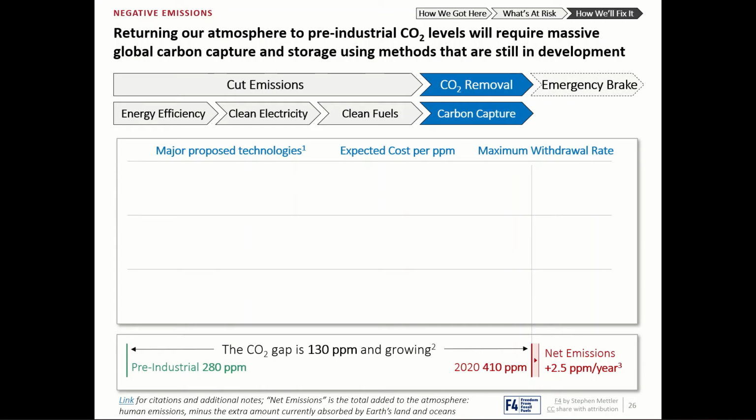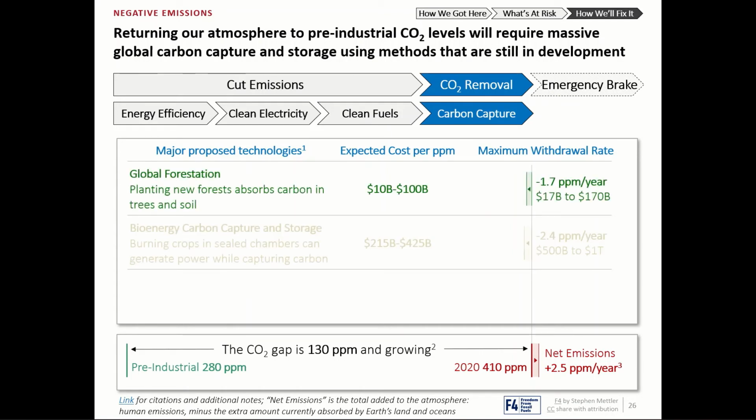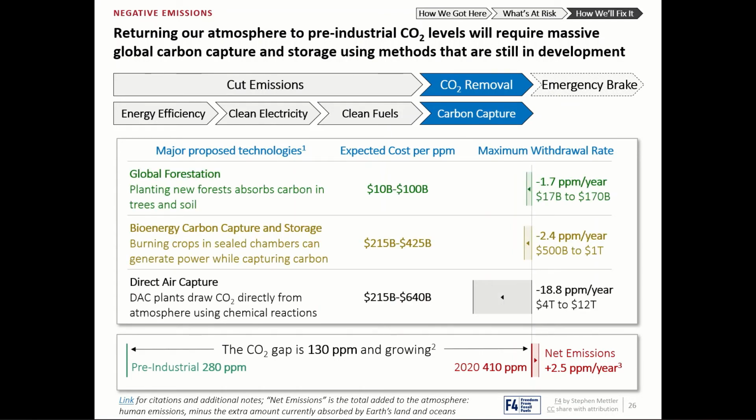Finally, there's carbon dioxide removal. So again, we don't just need to cut the net emissions of human civilization. We need to eliminate the gap that we've already put between the pre-industrial era and today's carbon dioxide in the atmosphere. So options to do that include planting new forests, burning crops in sealed chambers and capturing their carbon, or just capturing carbon directly from the atmosphere. Now, all of these options are promising.